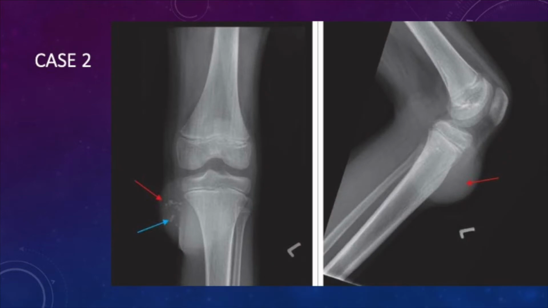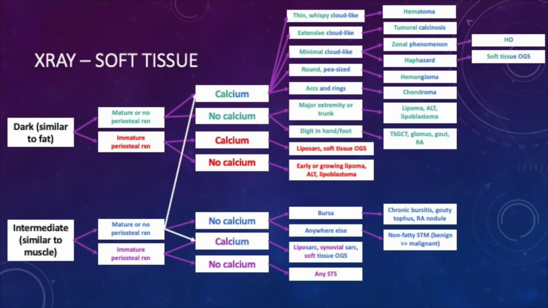Case number 2, so now we've got a soft tissue mass, and again, the arrow sign is pointing to it. We do have orthogonal views on this one that confirm that it's kind of outside the bone, no obvious bone involvement. So again, we're going to go to the soft tissue X-ray. So the first question, again, we have to answer is it dark and similar to fat, or is it intermediate and similar to skeletal muscle?